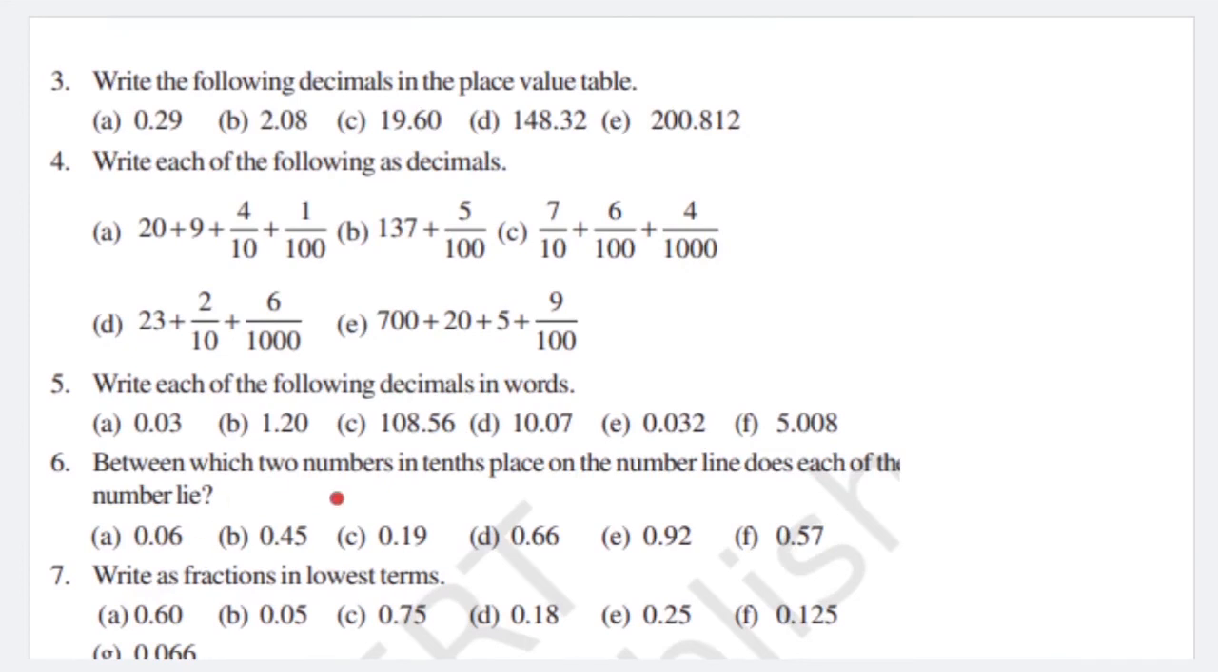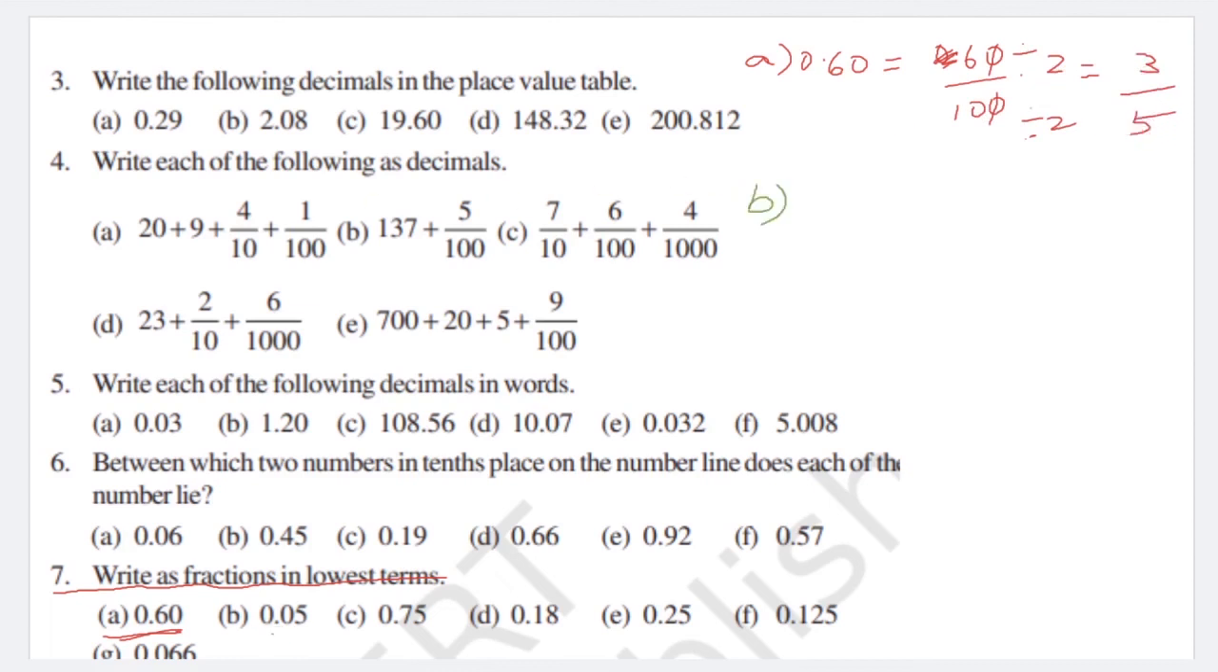Write as fractions in the lowest terms. This is the next one, the 7th part. First one, 0.60. This is nothing but 60 divided by 100. The 0 will be cancelled, 6 and 10. You will be dividing by 2 on both numerator and denominator. So you will be getting 3 by 5. This is the lowest form.